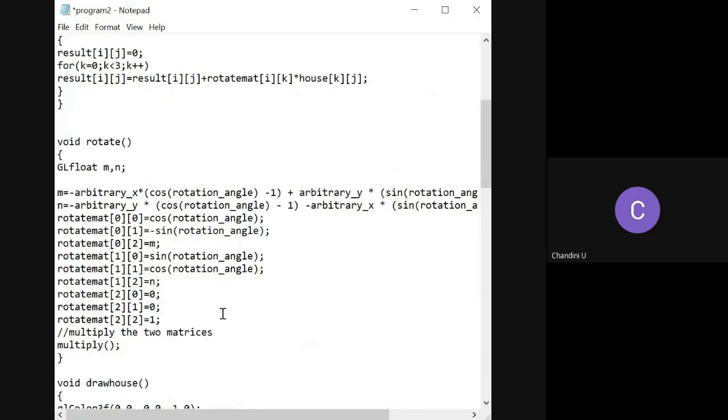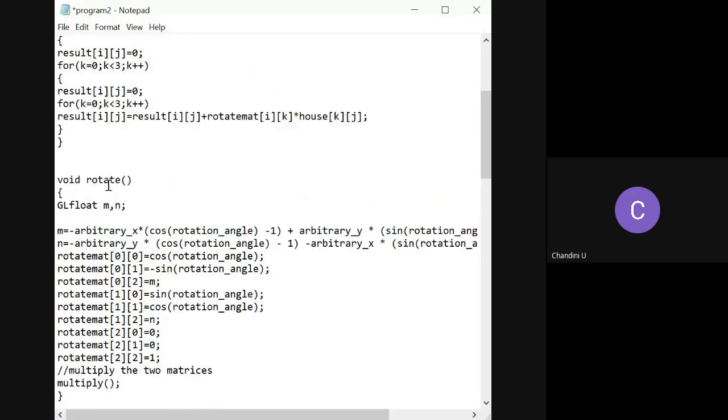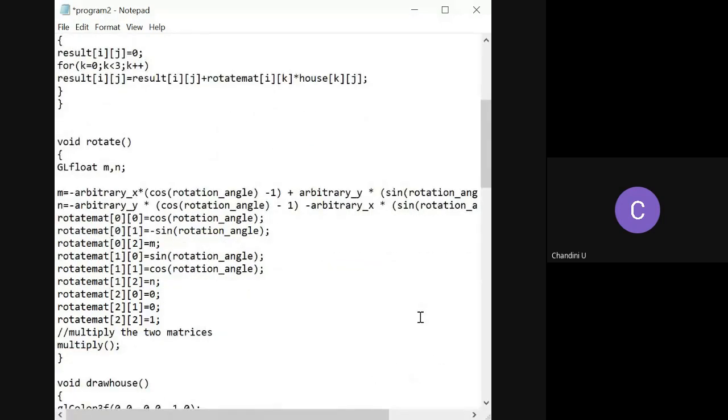So when you go back to the rotate function, you have m and n, which is the third column in your matrix. So substitute for the value of x. Now the arbitrary x is initialized to 0, but here the user has given the value for arbitrary x and arbitrary y, right? So you just substitute that here in this equation.